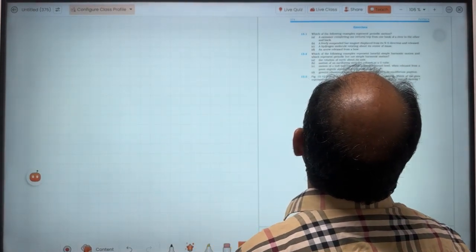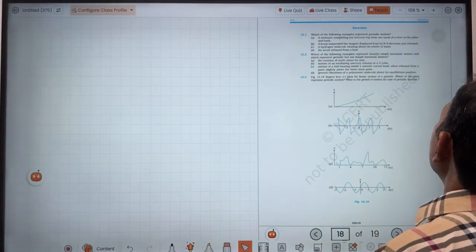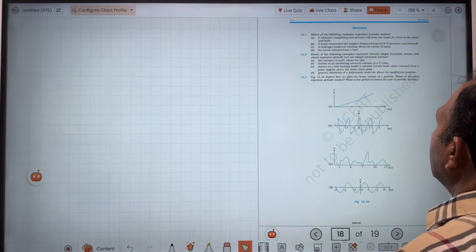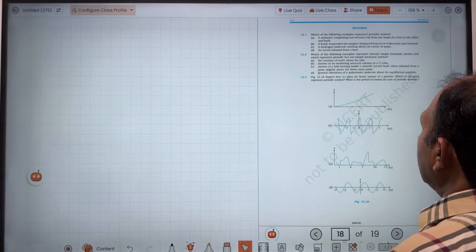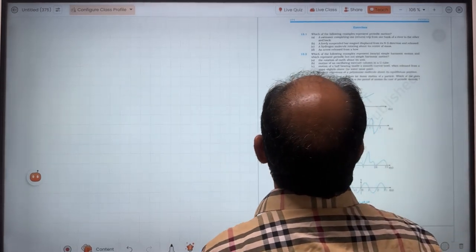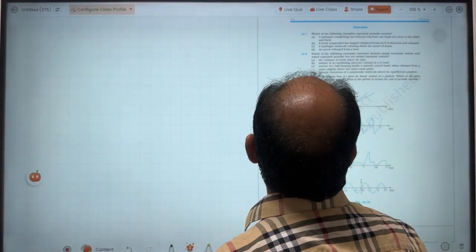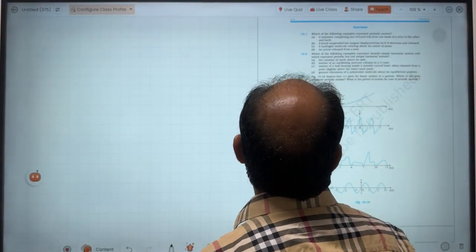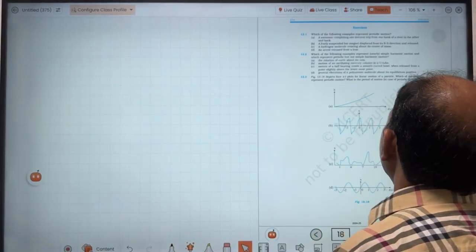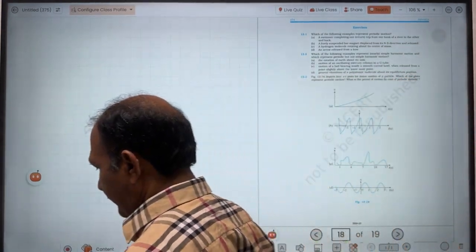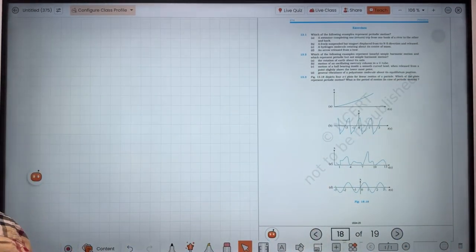And next one is a hydrogen molecule rotating about its center of mass. It will also be periodic. And last one is an arrow released from a bow. It will not be periodic. So you have understood. So two cases are there in which it will be periodic.